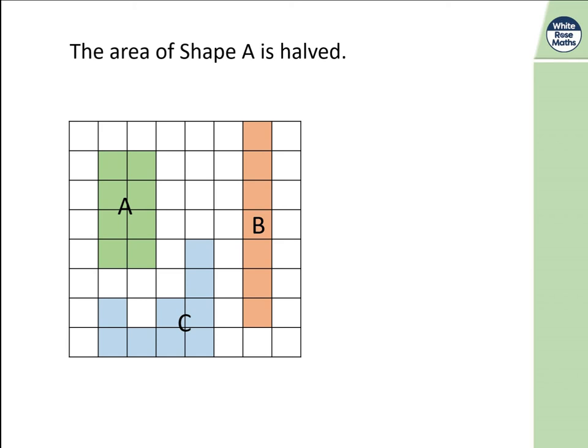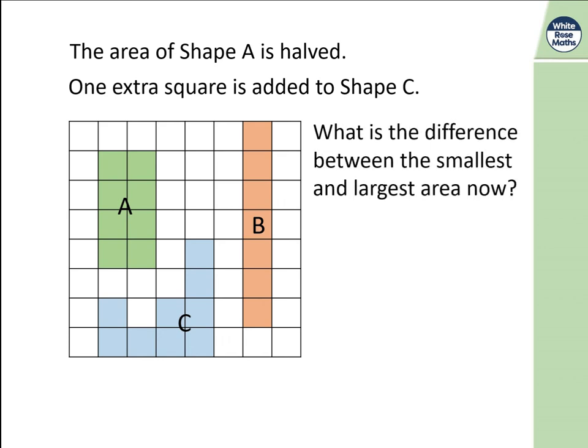The area of shape A is halved. 1 extra square is added to shape C. What is the difference between the smallest and largest area now? Pause the video and have a think. Okay, how did you get on with that one? Let's have a look at halving shape A. Okay, so if we were to halve it, half of 8 is 4.